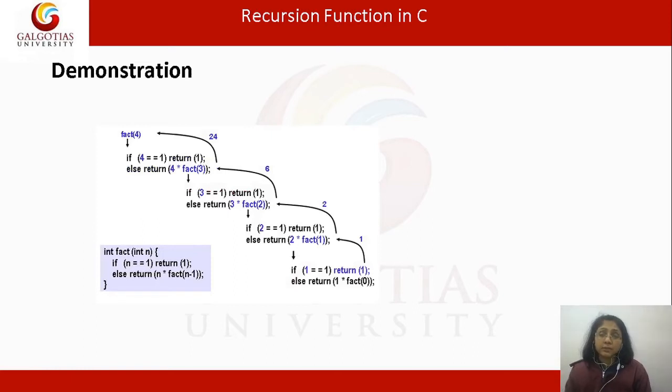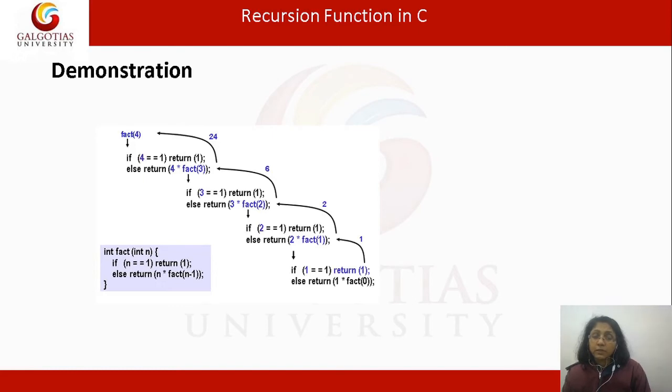The same you can understand through this diagram also. As you have seen, for factorial 4, first it will check whether 4 equal to 1. It is not 1, so it will go to the else part and it will give you 4 into factorial 3. Again 3 is not equal to 1, so it will go to the else part, so 3 into factorial 2. Again 2 is not equal to 1, so it will go to the else part, so 2 into factorial 1. Again it will check factorial 1, n equal to 1 this time, so it will return 1.